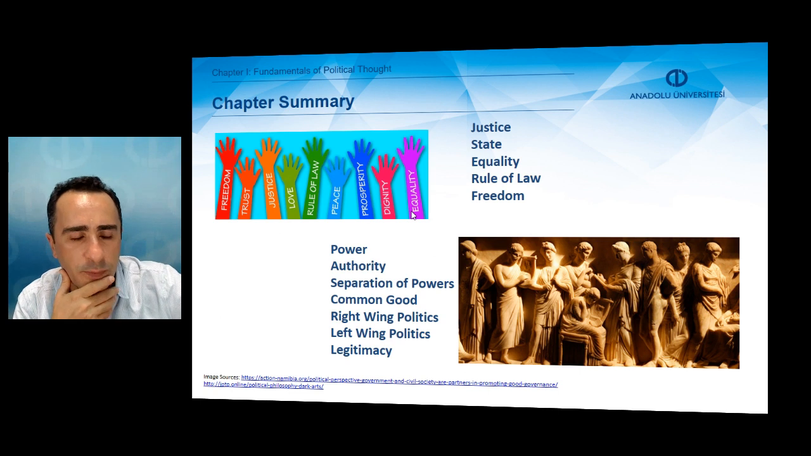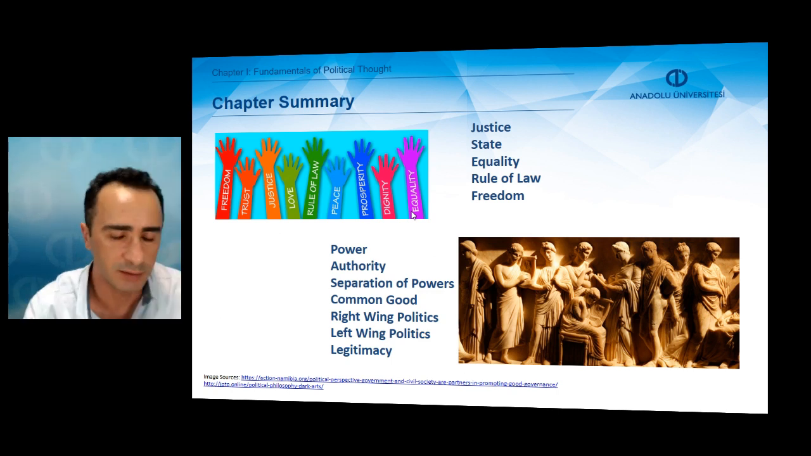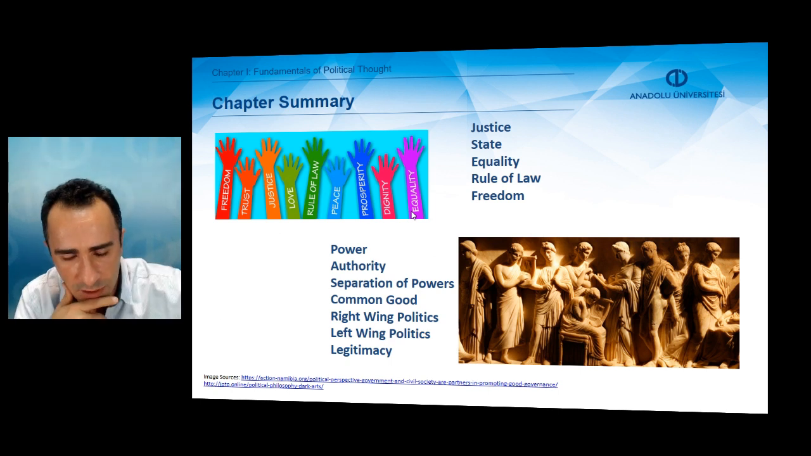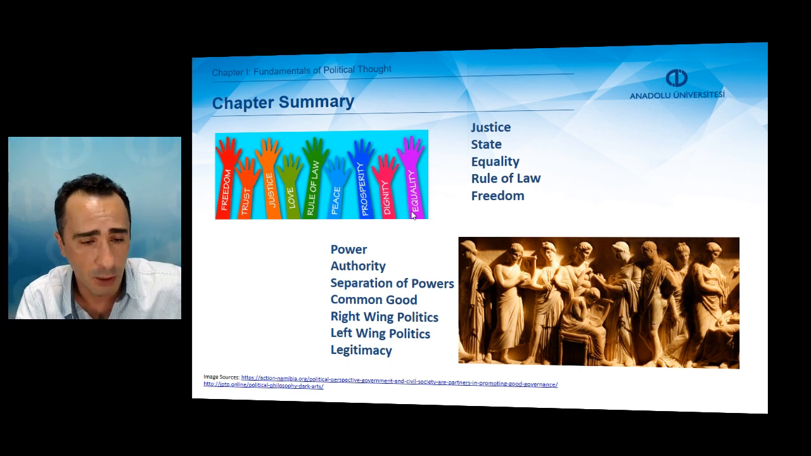So the first chapter of Political Thought is basically about the fundamental concepts of political thought, like power, authority, separation of powers, common good, right-wing and left-wing politics, legitimacy, and so on. But this chapter of the book also provides quite an insightful view concerning different methodologies for how to approach different political ideas in the history of political thought, which are basically the contextual approach, the postmodern approach, and the Straussian approach.